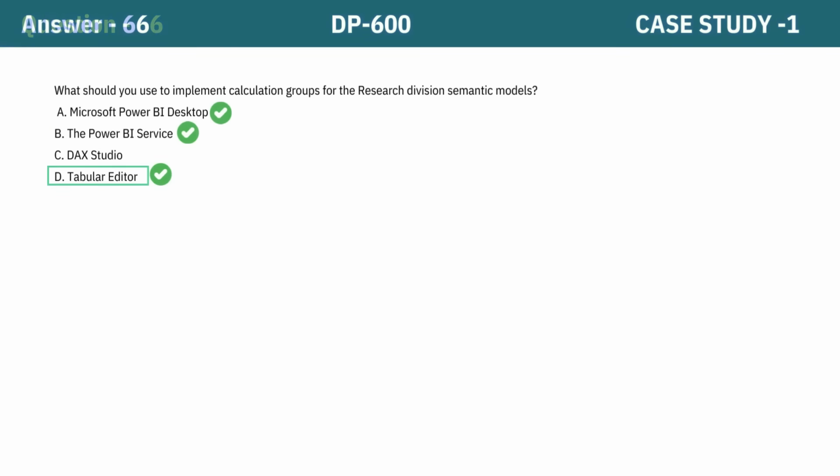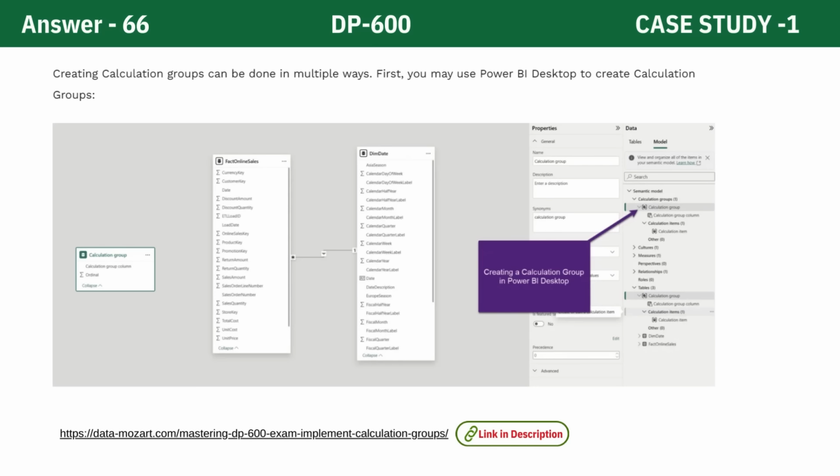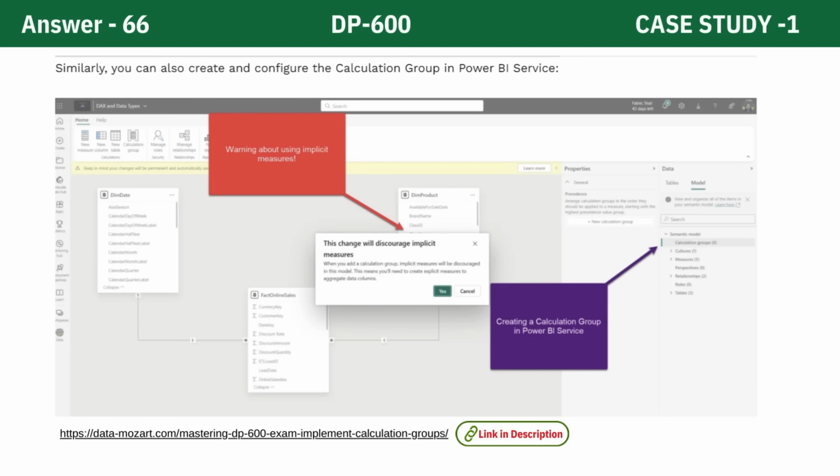Options A, B and D can all be correct answers because you can create a calculation group by either Microsoft Power BI Desktop, the Power BI Service, or Tabular Editor. Since the question asks to pick one, I would select Tabular Editor, since it is easier to create calculation groups in it compared to other tools, according to the Microsoft community.